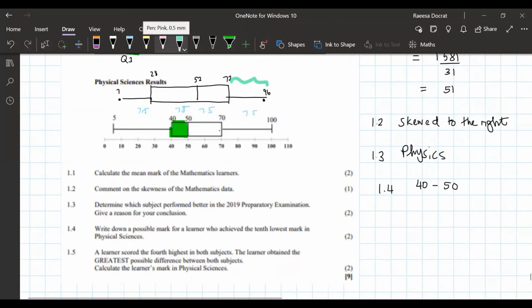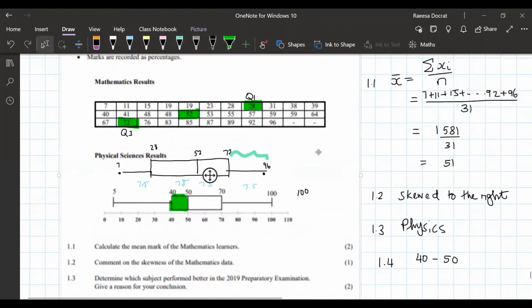And it says calculate the greatest possible difference. So the highest mark that they can get here is 100. So they probably got 100, the greatest mark that they could have gotten, the 4th highest score. Okay, so in both subjects. For maths, we can actually calculate what's the 4th highest score. So it's 1, 2, 3, 4. So they have 87 for maths.